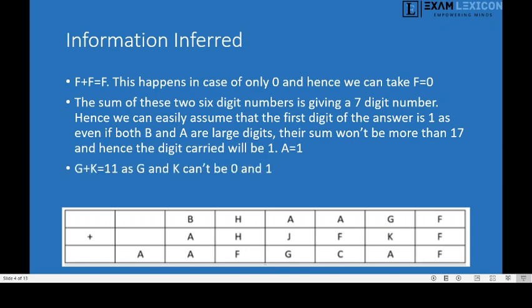Next we can see in the tens place G plus K is giving A in the answer. Hence we can easily assume that G plus K is equal to 11, because G and K can't be 0 and 1, because F and A are 0 and 1 respectively. Next, C is equal to 2. This is because, as you can see in the hundreds place, we have A plus F plus 1 being carried over from G and K, because G and K are giving the sum 11, gives us 1 plus 1 plus 0 is equal to 2. So we can easily take C is equal to 2.